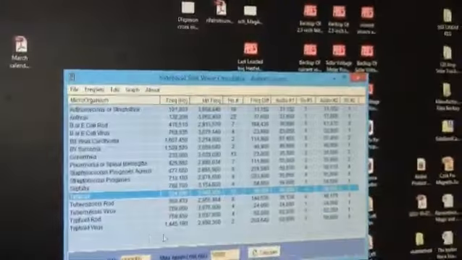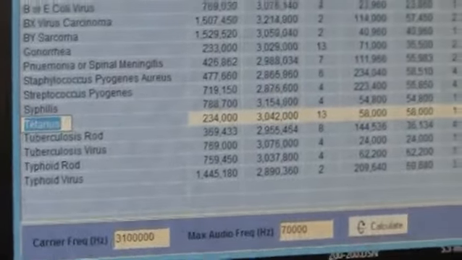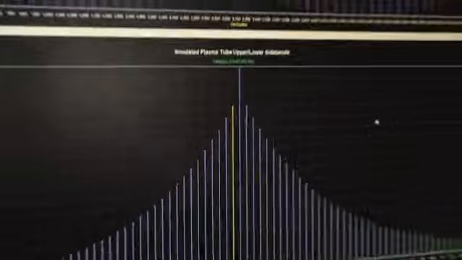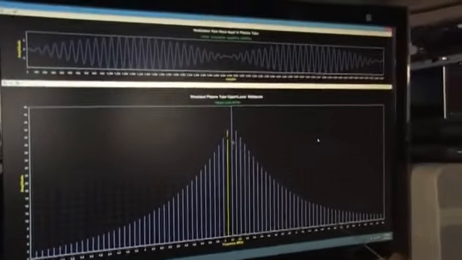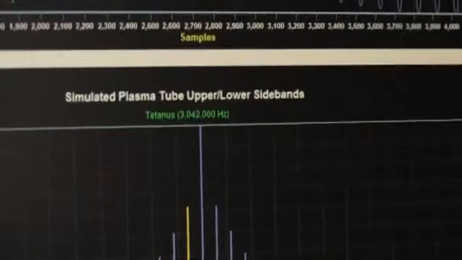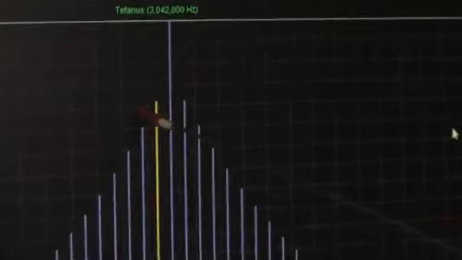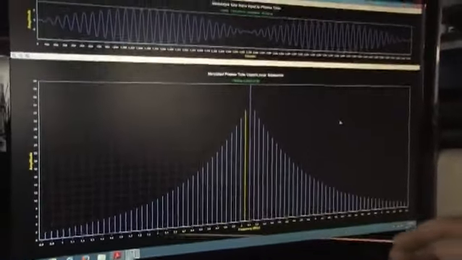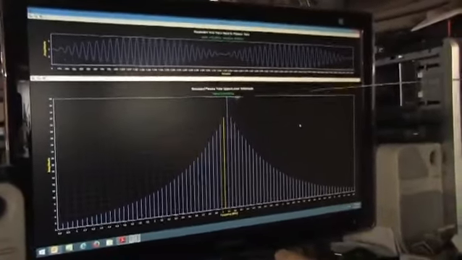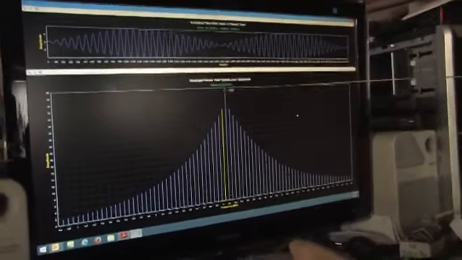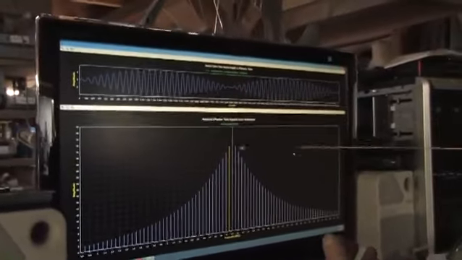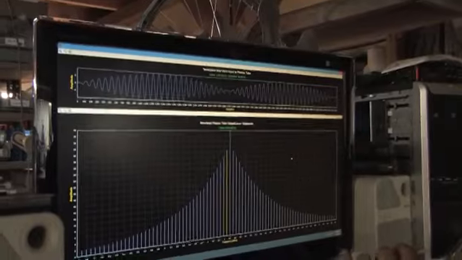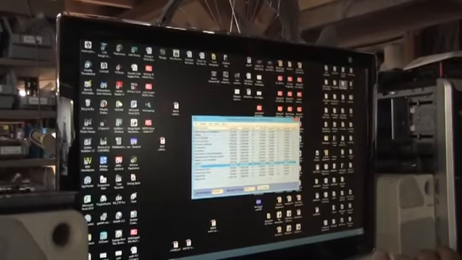Okay, so let's go down to tetanus. And I always make it calculate over. So now see, tetanus is up here too. Why everybody chose 3100 is it gives you the most power in this band. You see what I'm saying? Fundamental is rock solid. It's not going to move. So you don't care about that.